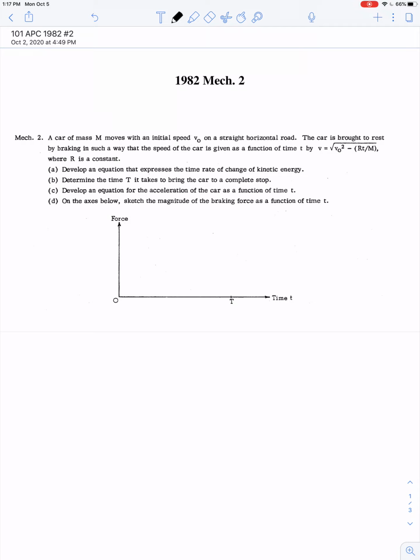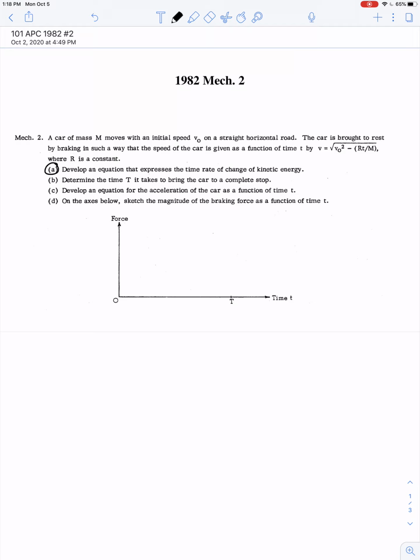The car is brought to rest so that the velocity as a function of time can be expressed as an equation of this form. So it's being brought to rest by a non-uniform acceleration. It's brought to rest by a force that is not constant. The only constant is the value of r in that expression.